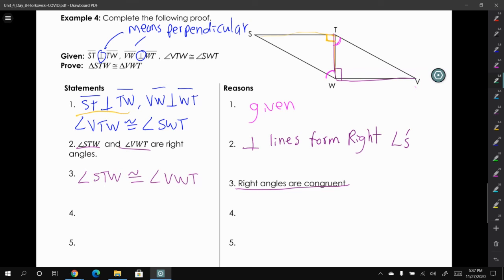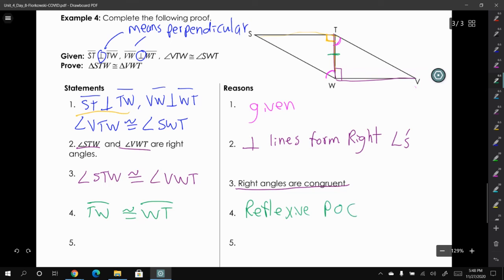Again, I'm looking at this picture and I see that TW is a shared side. So this has got to be congruent to itself. So TW is congruent to WT, and that's the reflexive property of congruence. And the reason why we had to flip the order is because looking on the left triangle, angle T is the right angle. If we look at the right triangle, W is the right angle. So we couldn't say TW is congruent to TW.